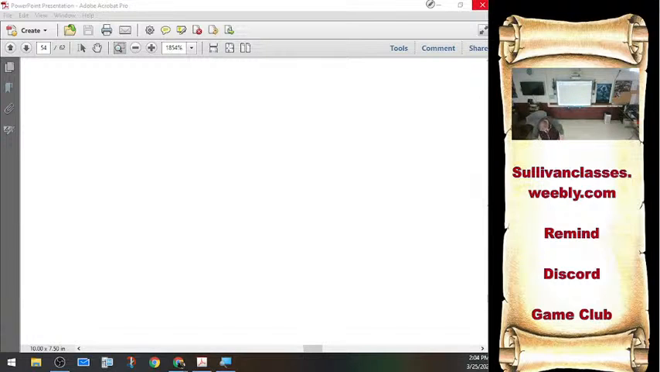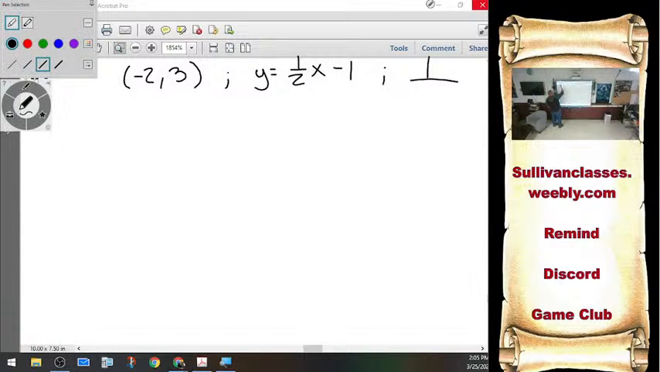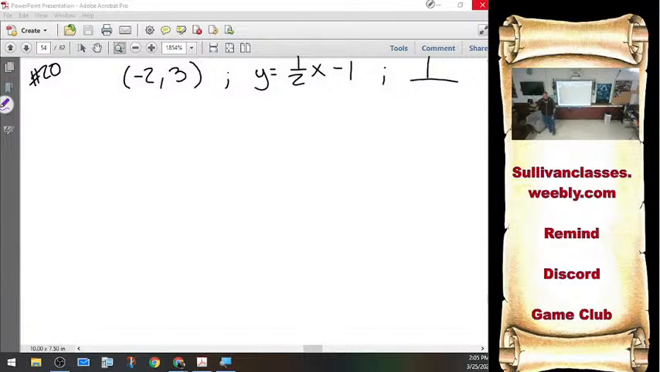Okay. 20. 20, negative 2/3, and now we got to be perpendicular. What number is this? 20. And then it was 1/2 x plus who? Minus 1. Okay. And they want it to be perpendicular. So, same thing. What's your jam? Do you like doing the slope intercept and put it together, or point slope and rearrange?